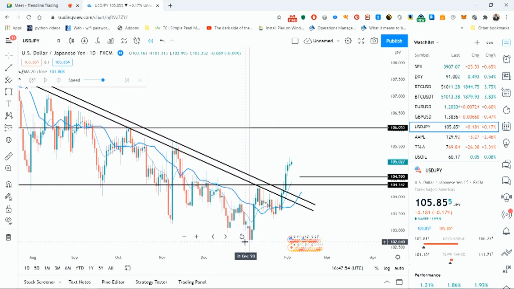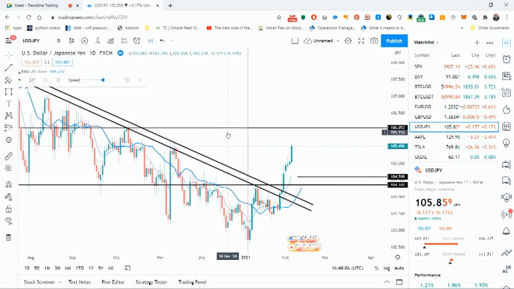Then the market made a new high price, which is also higher than the previous one. So this means the trend has changed. And then we see the market do this. Now, I'm going to post this here again.